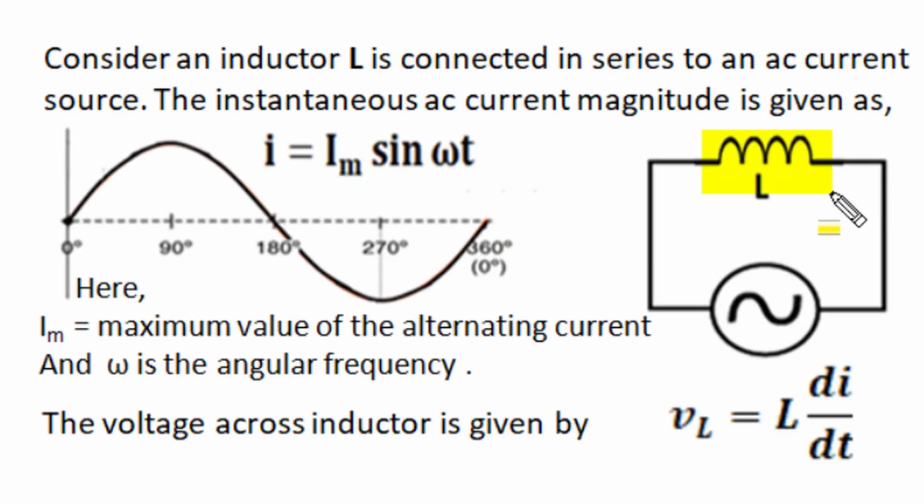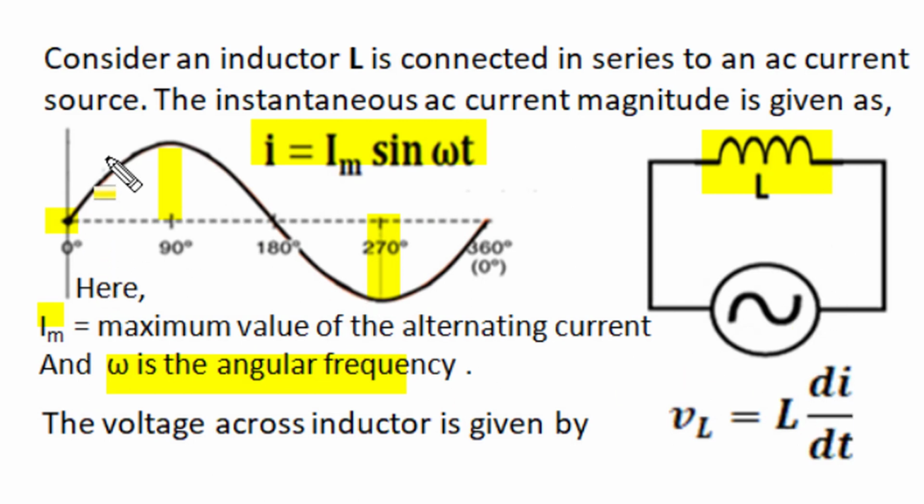Consider an inductor of L Henry connected in series to a standard reference alternating current given as I equal to Im sin omega t, whose instantaneous magnitude at t equal to 0 is 0 and it is increasing in a non-linear sinusoidal manner in the positive direction. Here in this expression I equal to Im sin omega t, this Im is the amplitude or peak magnitude of the sinusoidal alternating current, and this omega is the angular frequency of the alternating source.